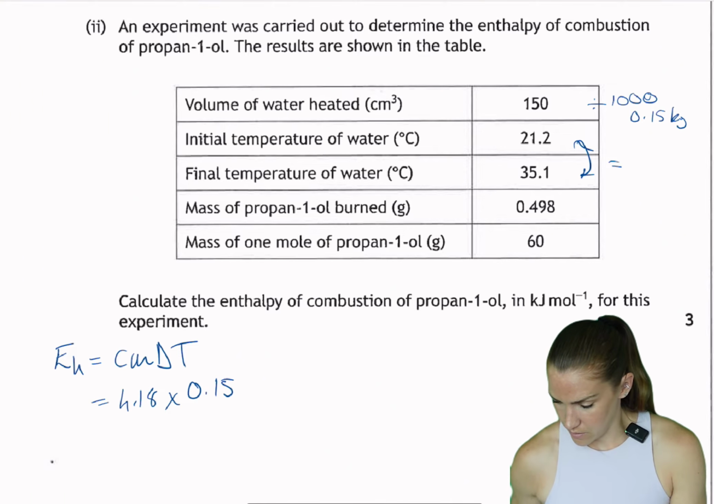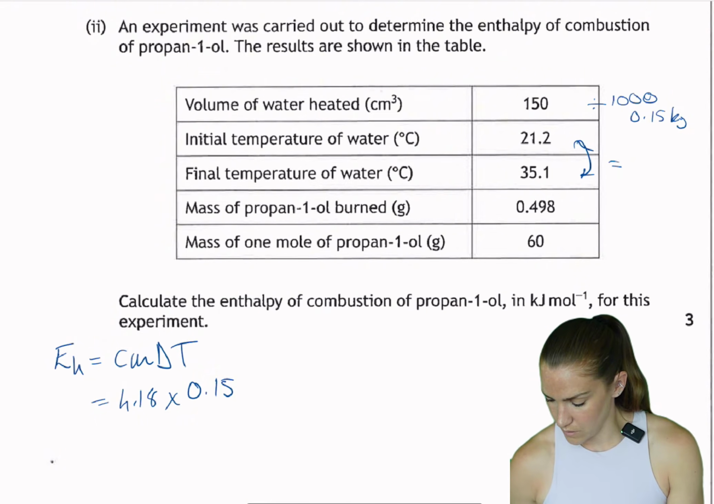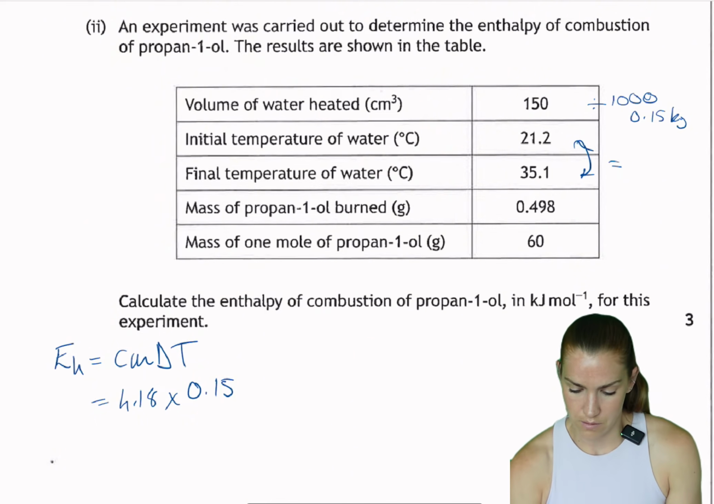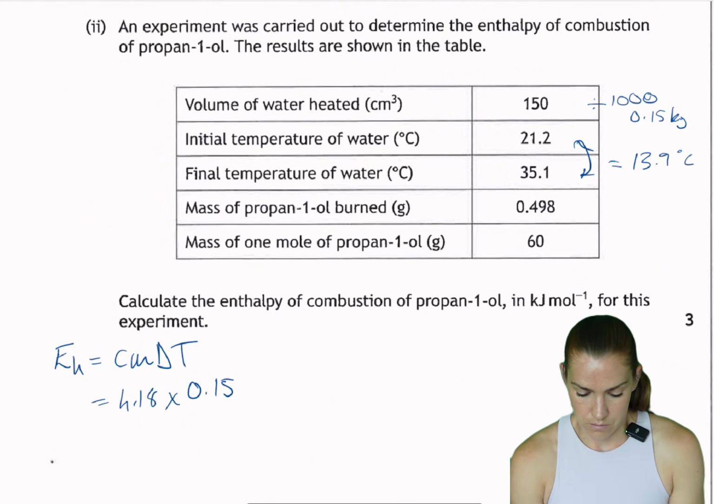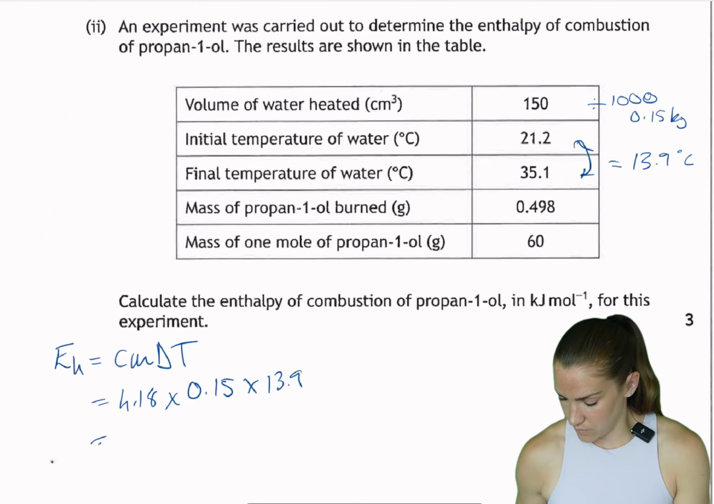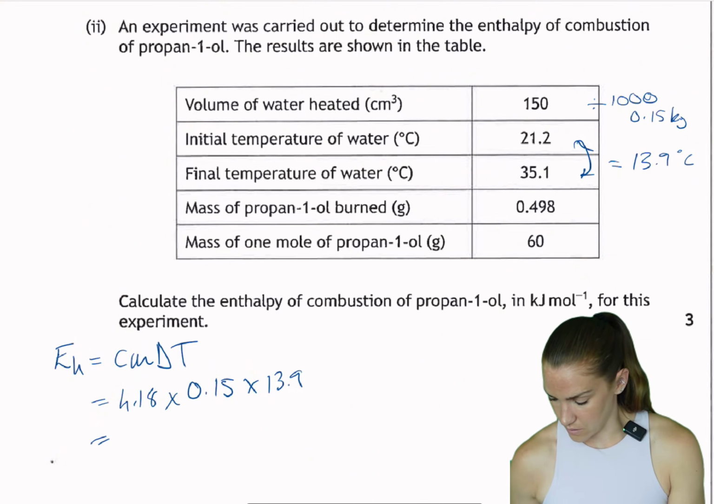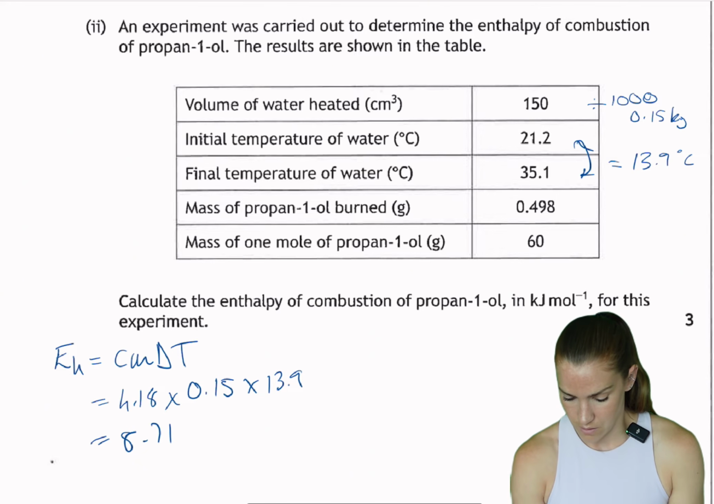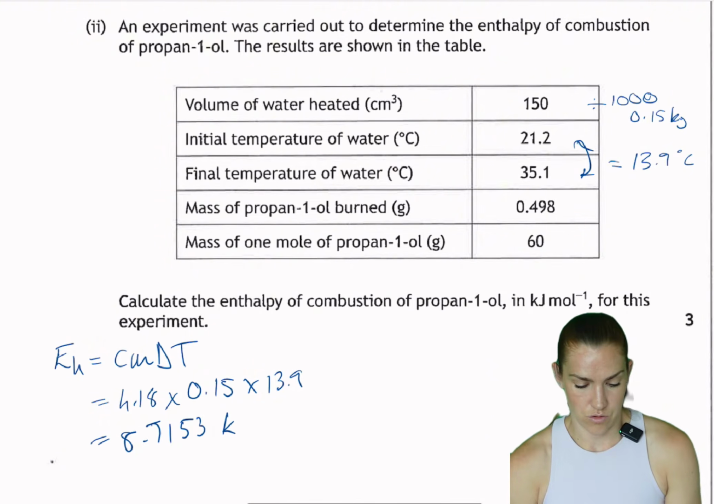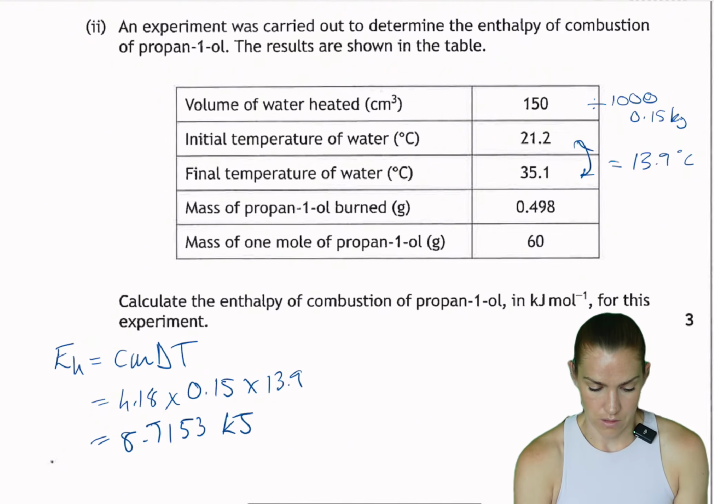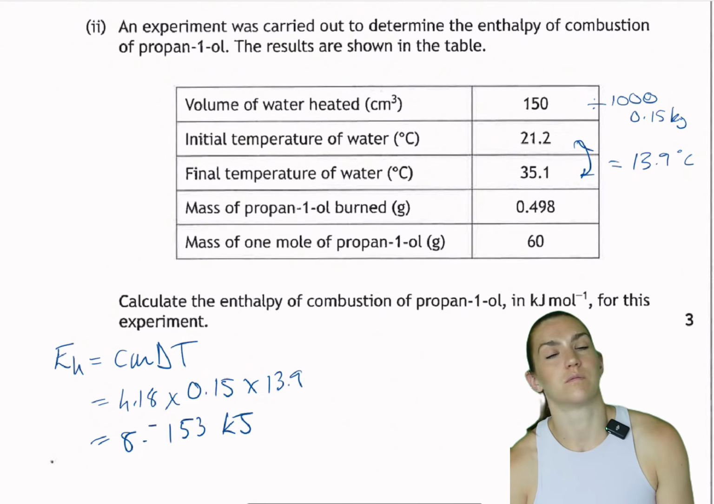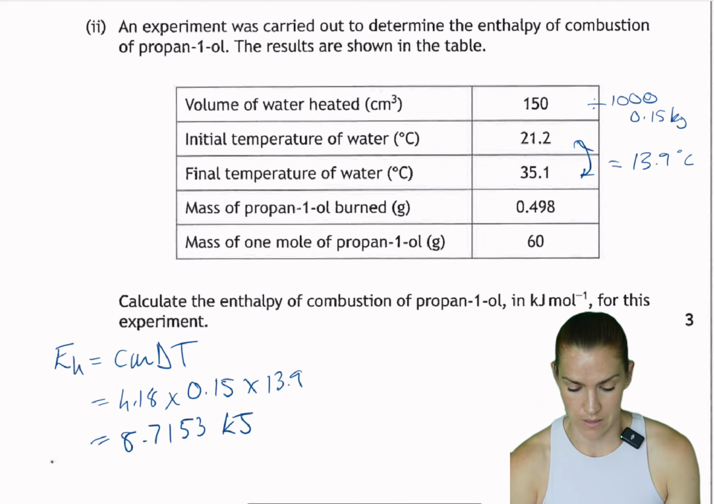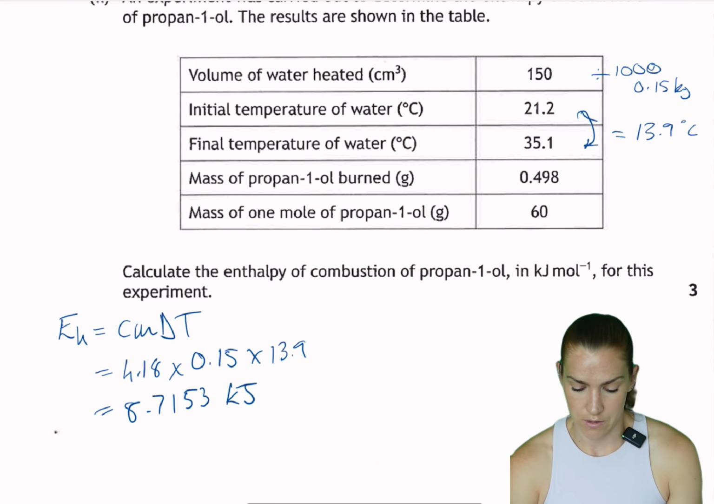35.1 take away 21.2, so that'd be 13.9. So you just type that all in, 4.18 times 0.15 times 13.9. And that gives us 8.7153 kilojoules. And again, I try to encourage no rounding until the end of the calculation if possible. If someone's marking your exam, it makes it a bit easier for them to make sure you've got the right answer.